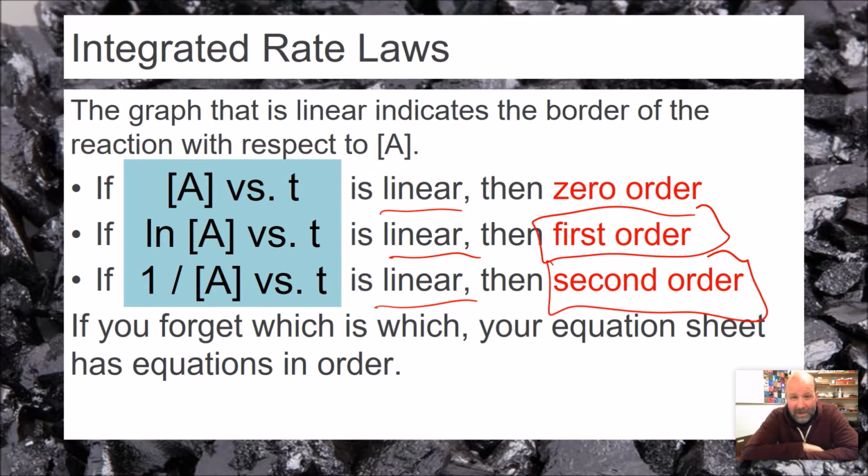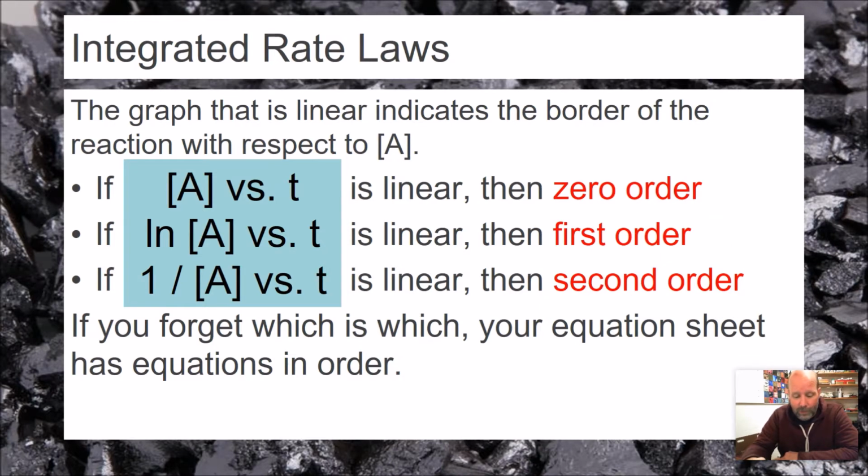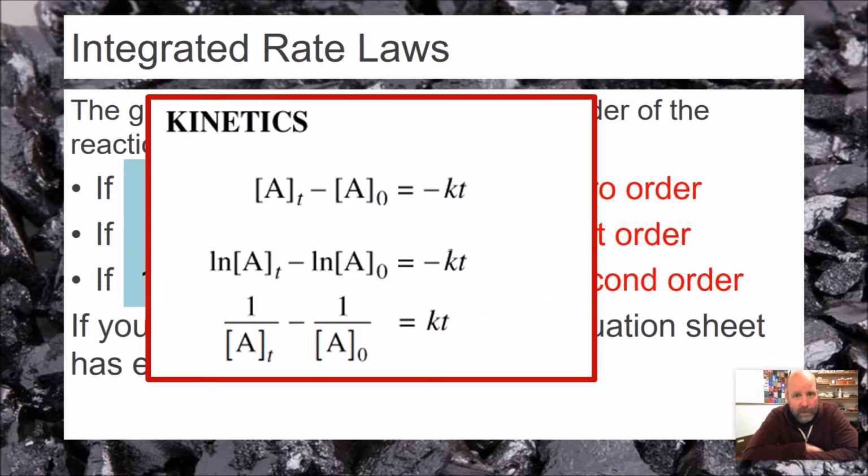They may just give you a graph and you have to look at the y-axis to see which one of these it is. If the graph is linear, that will tell you what order the reaction is. So you could either sit here and memorize that concentration is 0, natural log of the concentration is first, inverse of the concentration is second. You can memorize that if you like, or you can just look at your equation sheet. It's got these 3 equations on there.